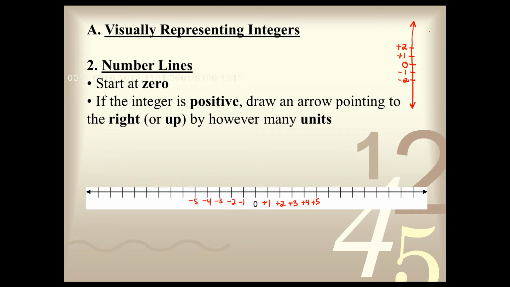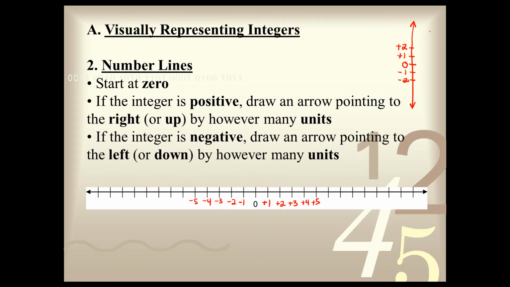So for example, if you had an integer of +3, it'd mean draw an arrow that starts at the origin and goes 3 units to the right. Or if we had a vertical number line, +3 would mean starting at the origin, draw an arrow that goes 3 units up.